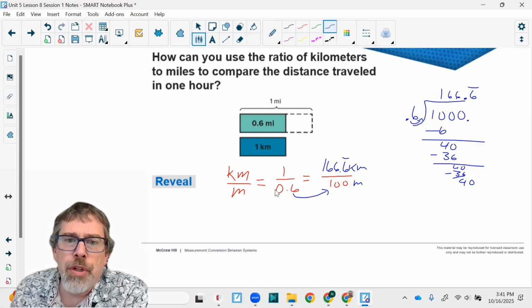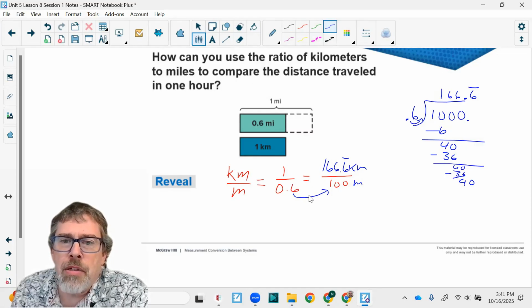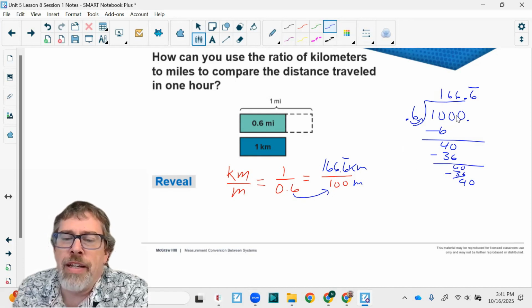So basically all we're doing is you could either think of it as finding out what to multiply to get this, or we could have cross multiplied. So if we called this x, 0.6x equals 100 and then divide. And you're going to get the same answer.